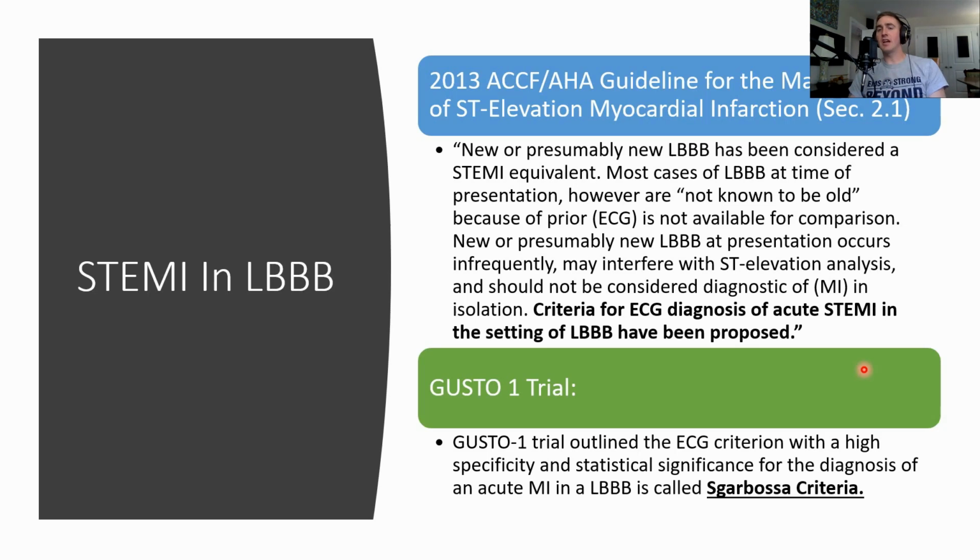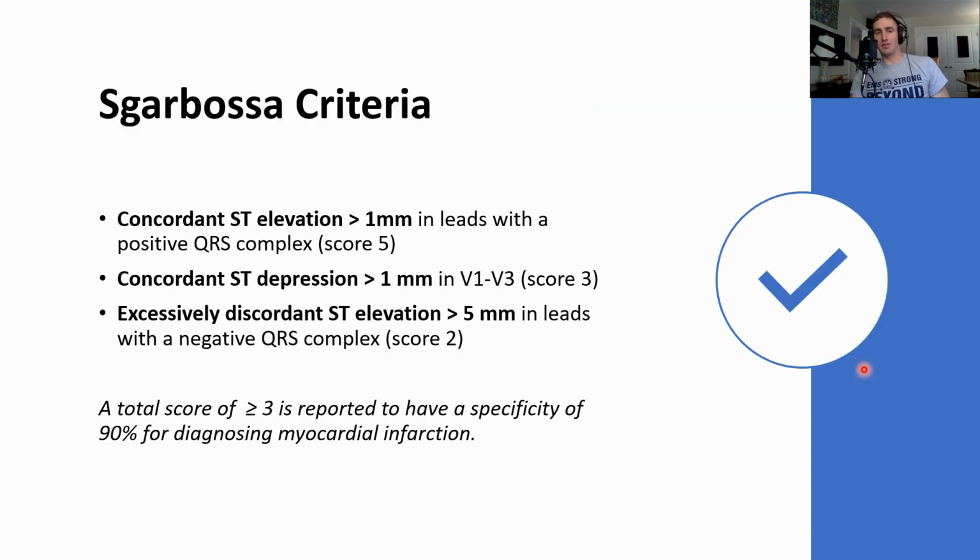Criteria for ECG diagnosis of acute STEMI in the setting of left bundle branch block have been proposed. That criteria was a result of the GUSTO-1 trial, which outlined the ECG criteria with a high specificity and statistical significance for the diagnosis of an acute MI in a left bundle branch block. This is called Sgarbossa's criteria. Now, Sgarbossa's criteria seems pretty daunting. It seems complicated, but I think after looking at a few examples, you will realize that it's not as complicated as it seems.